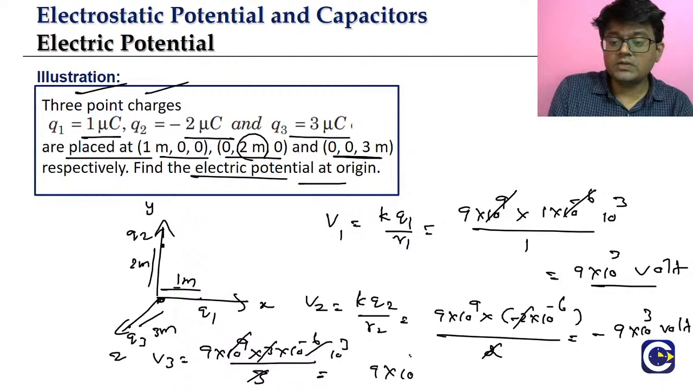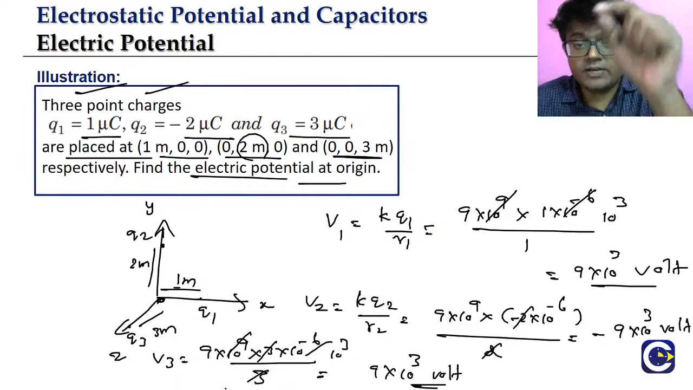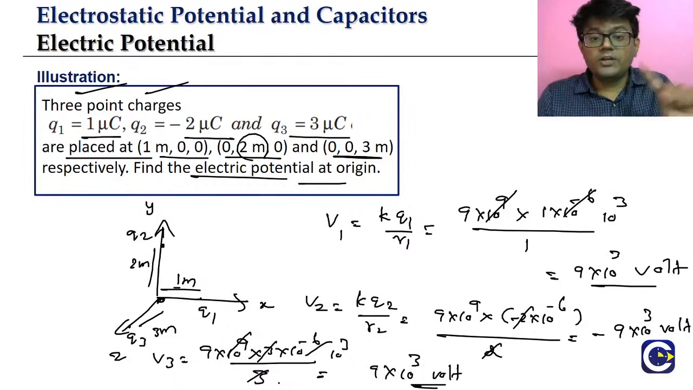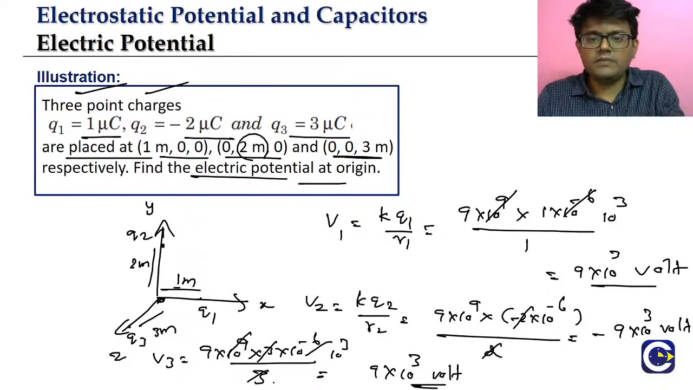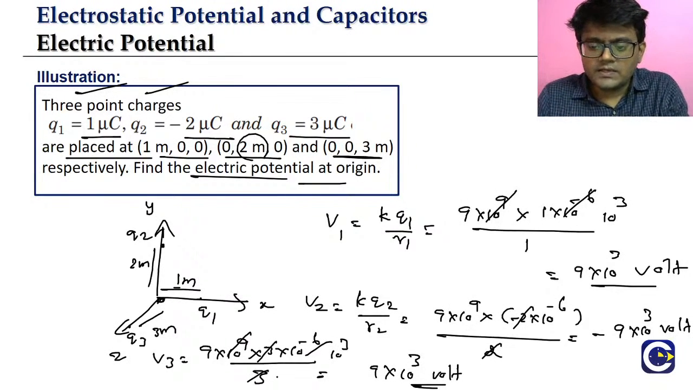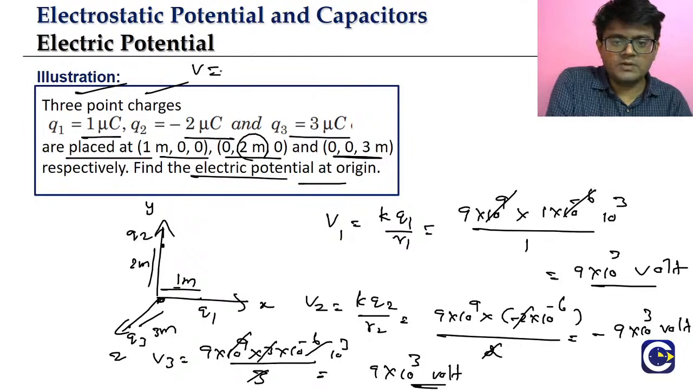So 9 into 10 power 3 volt. Look, V1 is what? 9 into 10 power 3. V2 is how much? Minus 9 into 10 power 3. V3 will be 9 into 10 power 3. So we need the total potential, which is what?